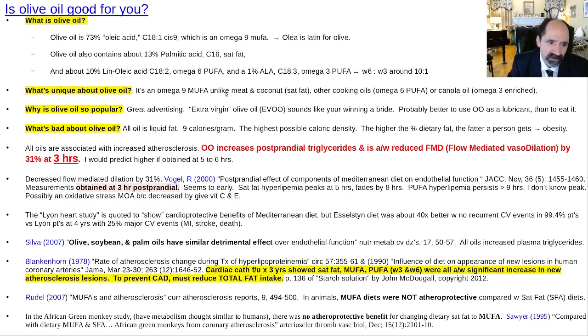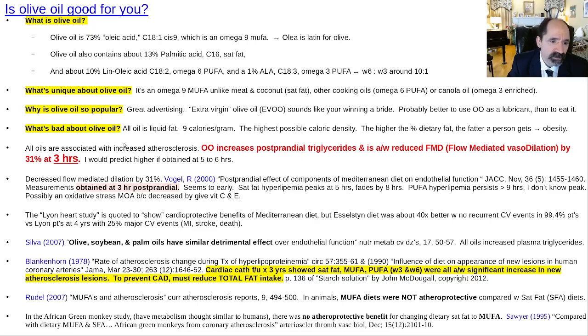All oils are associated with increased atherosclerosis. I know omega-3s can lower triglycerides, but they all tend to push towards obesity and all these other problems. Olive oil does raise postprandial triglycerides, as do the omega-6 cooking oils. Olive oil is also associated with reduced flow mediated vasodilation by 31% at 3 hours.